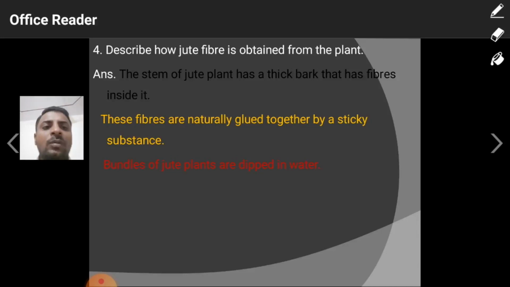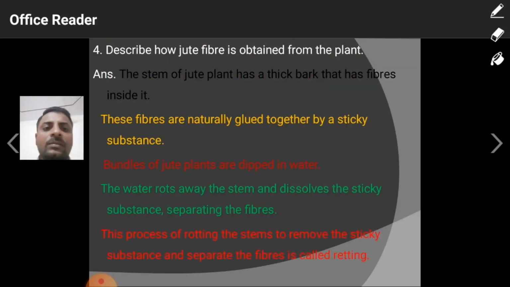Bundles of jute plants are dipped in water. The water rots away the stem and dissolves the sticky substance, separating the fibers. The process of rotting the stem to remove the sticky substance and separate the fibers is called retting.